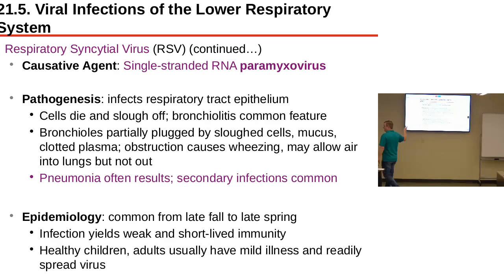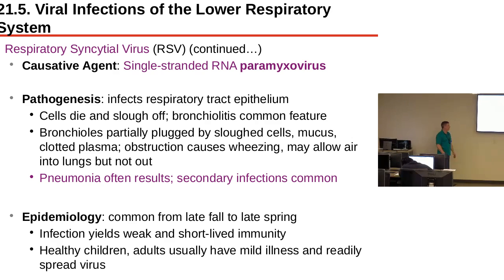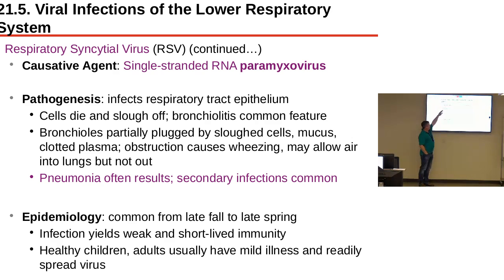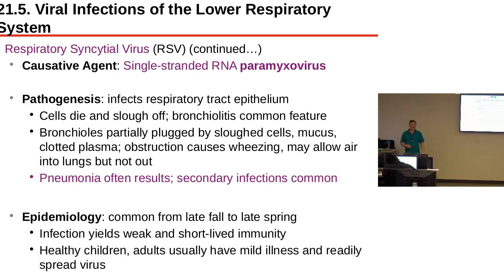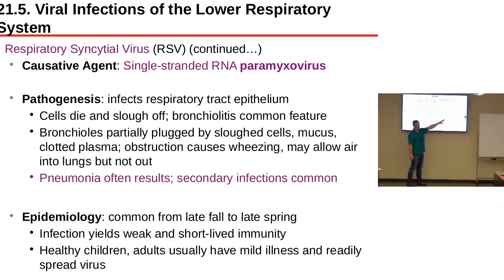Causative agent is another RNA virus. It's a part of the family paramyxovirus. Again, the pathogenesis is the same as we've always seen before. You've got to get it in. It has to attach. Nothing new there. But then ultimately, if it causes enough damage, we're going to have pneumonia resulting in secondary infections, just like we see with all the other diseases we covered.